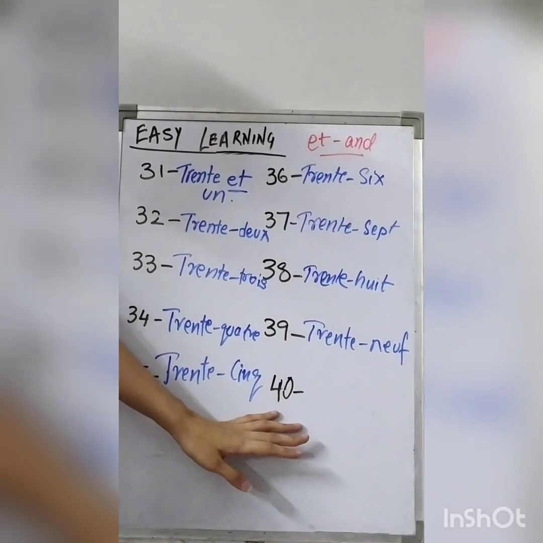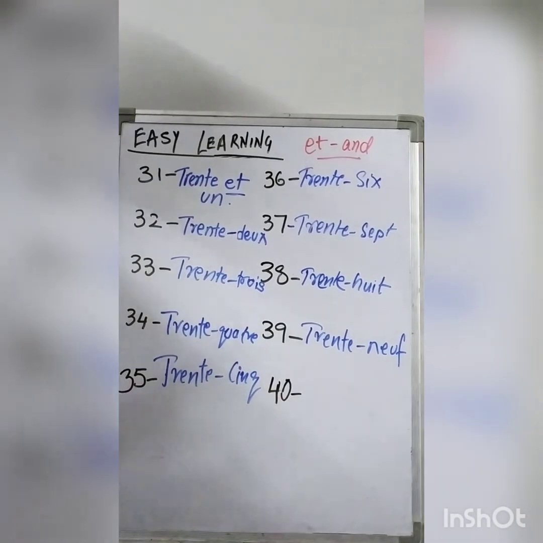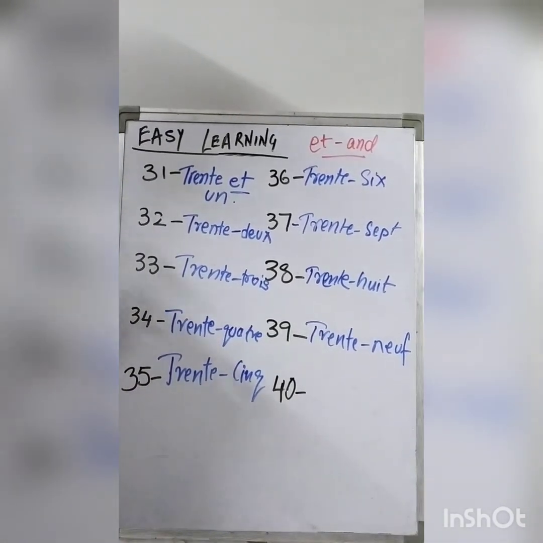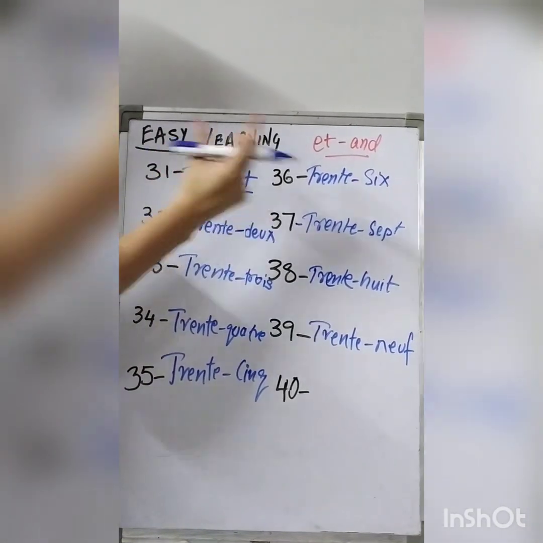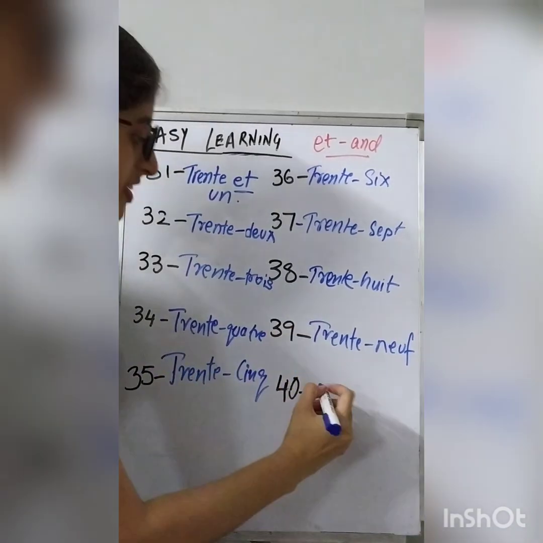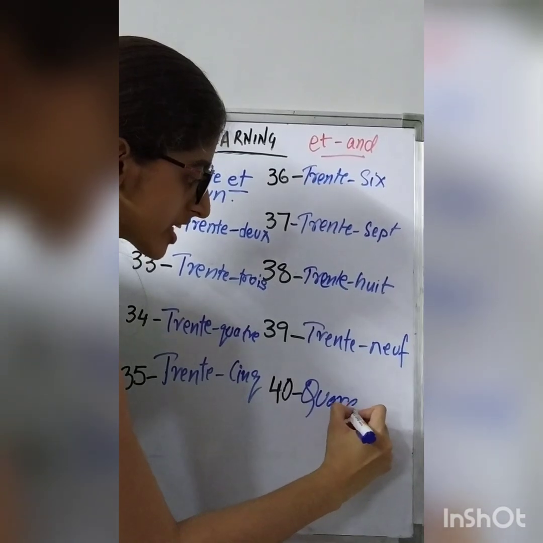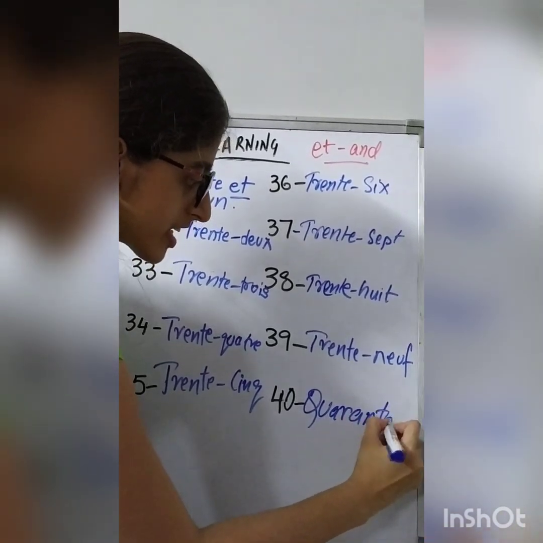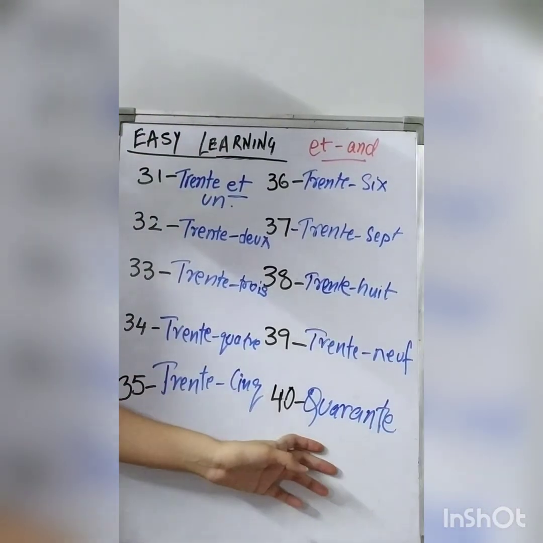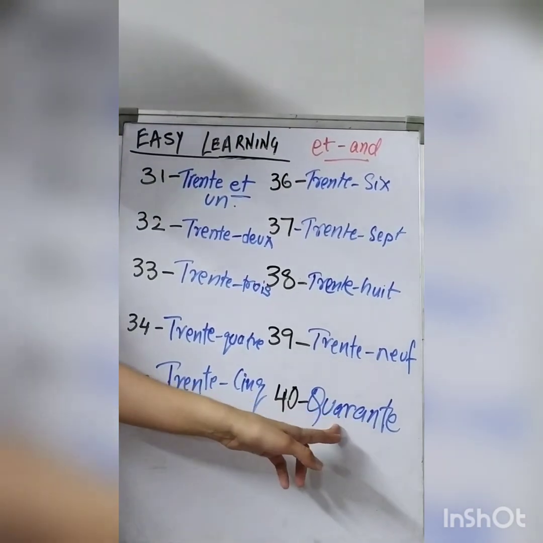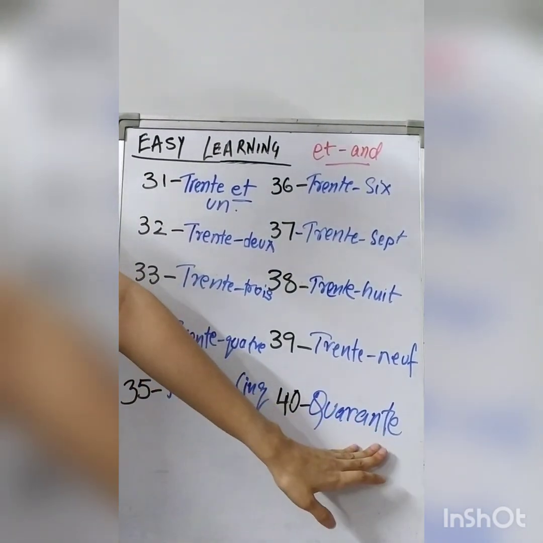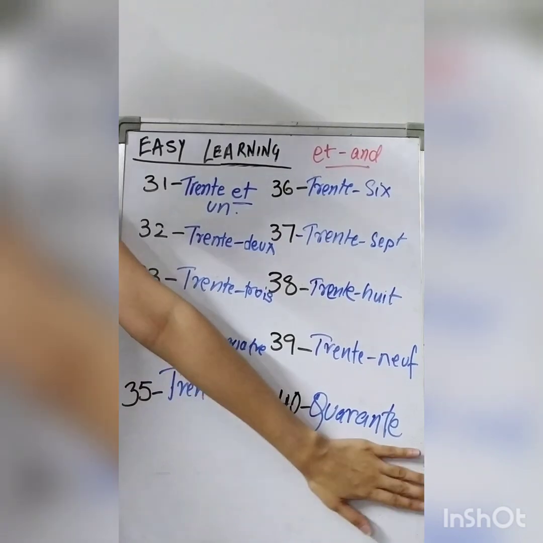Now the last number of this series is 40. Now of course it will not be followed by zero, so it's written as Q-U-A-R-A-N-T-E, quarante.